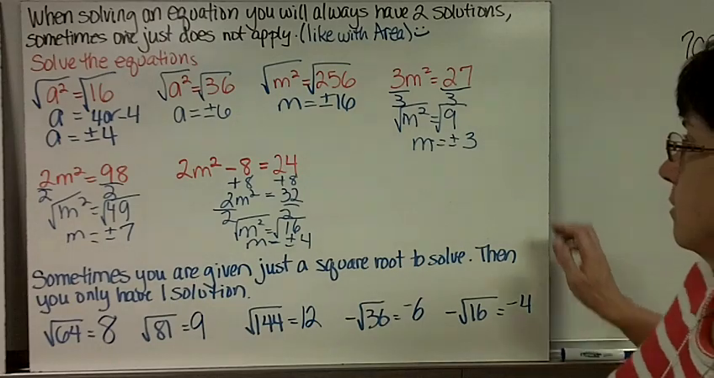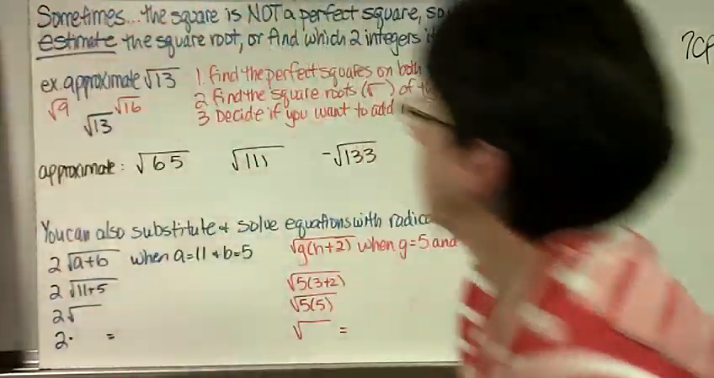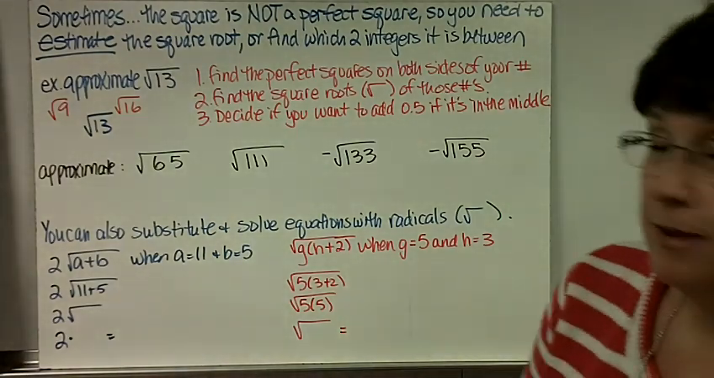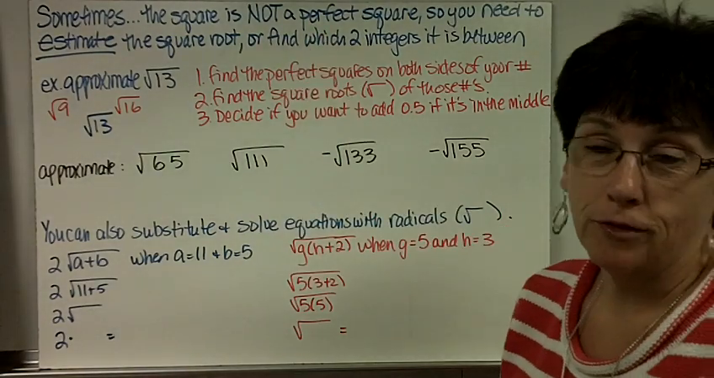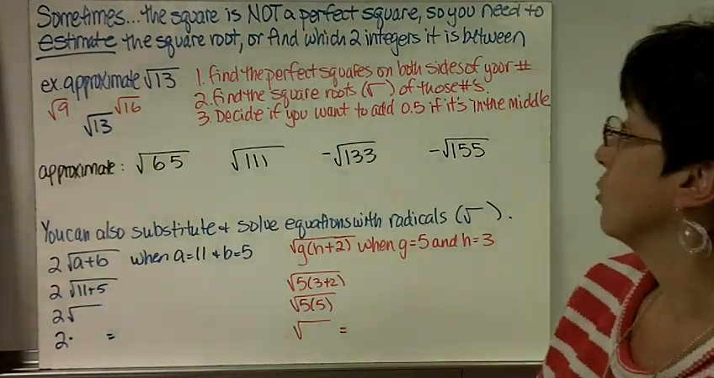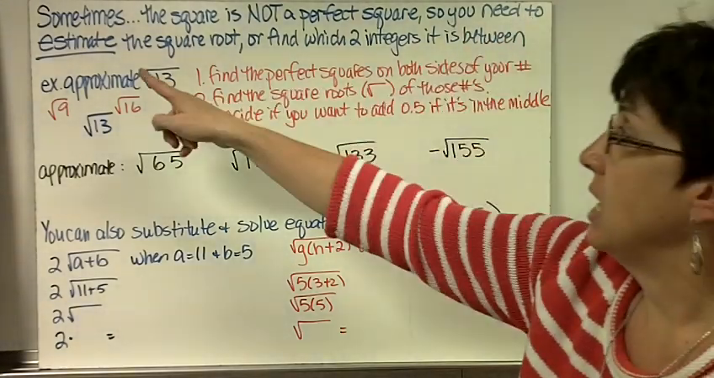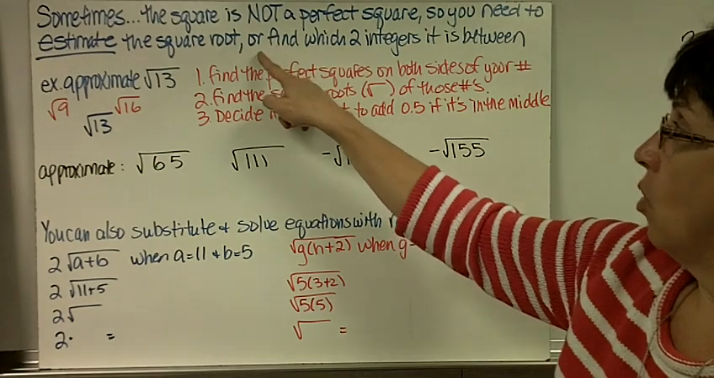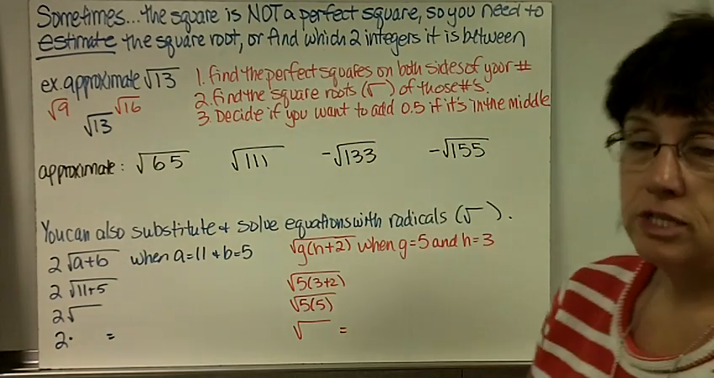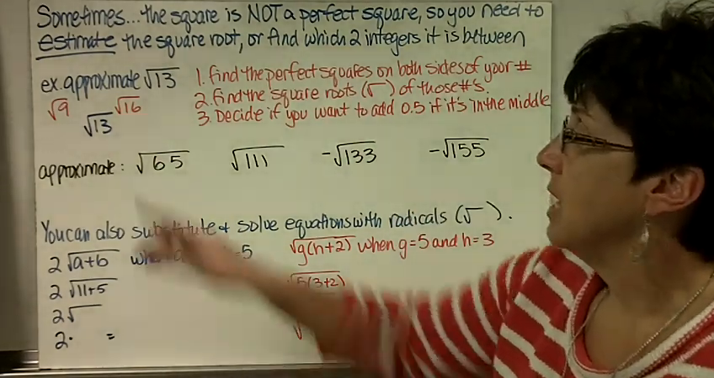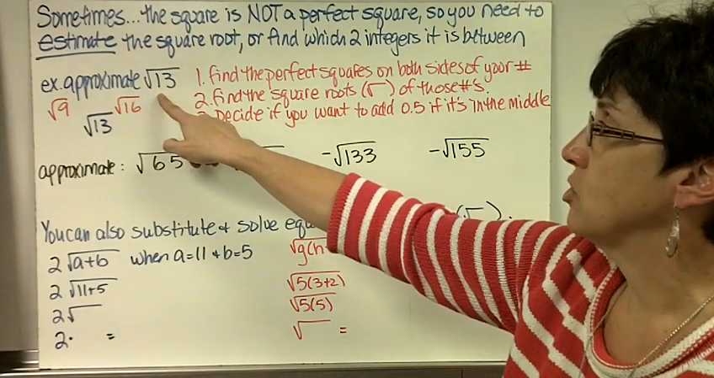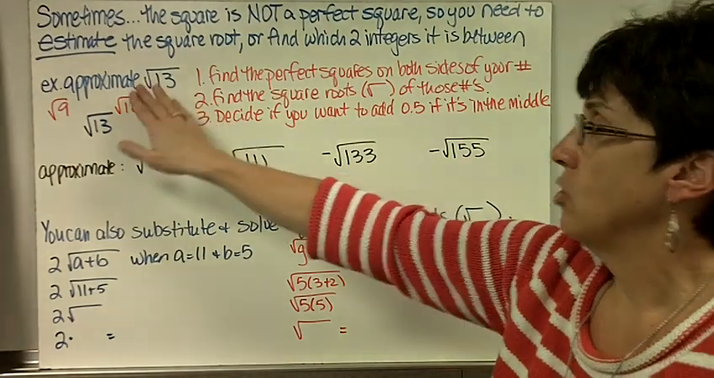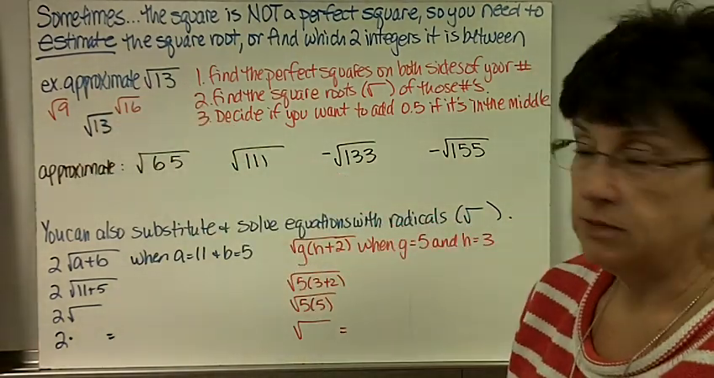Just a few more things. Sometimes the square is not a perfect square, like it has been in all our problems so far. So you need to estimate or approximate the square root, or you find which two integers it's between. So, example, approximate the square root of 13. Don't look at this yet, let me tell you the steps.